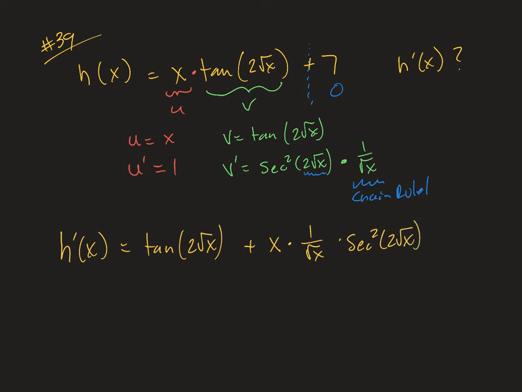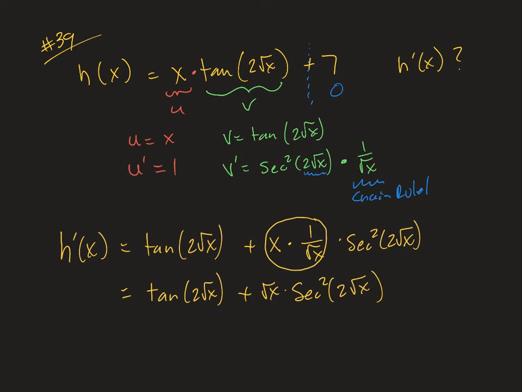And we're essentially done, but we may want to clean this up a little bit. You can simplify this to just the square root of x. So one version of the answer would be the tangent of 2 square root of x plus the square root of x times the secant squared of 2 square root of x. And that's good enough for this video. That's the answer that we're shooting for. The original function wasn't exactly simple, and so the derivative function's not that simple either.